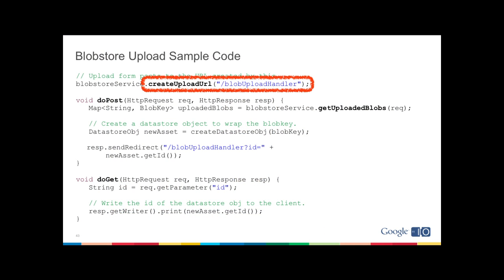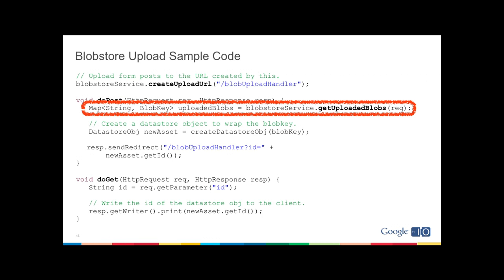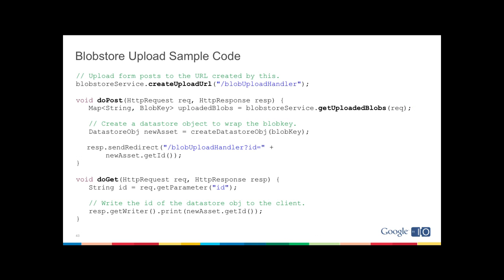So maybe that sounds confusing, but it's really not much code at all. Here we're asking the Blobstore service to create a URL, and we're giving it a handler to call once the upload happens. Upload happens, post gets called. The HTTP request object that came in has information about the blob keys that were just created in the upload. And you don't have to know anything about the format of that data. The Blobstore service will parse it out for you. So you can ask it to give you back a map. You can do whatever you want with that data.